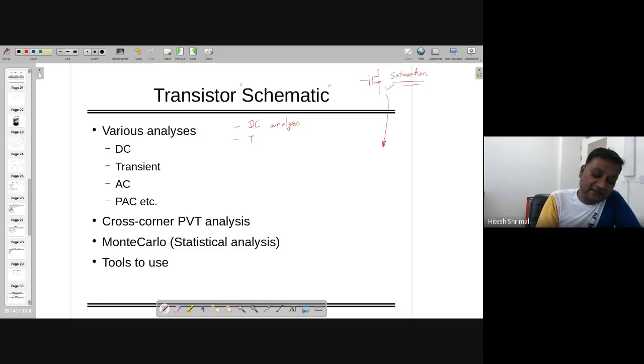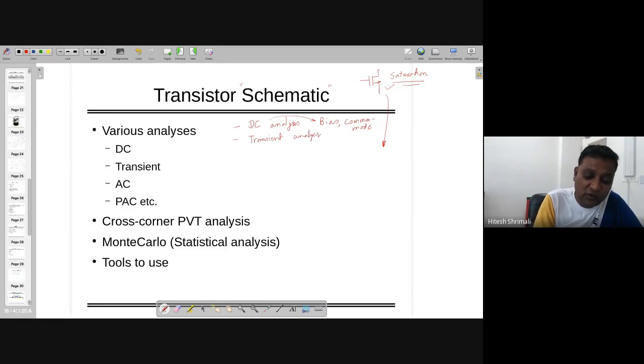Next thing is the transient analysis. By the way, DC is also known as bias or common mode. Any one of the names you can use, and all are synonyms of each other. However, in each tool, it's known as DC analysis. The next one is the transient analysis.